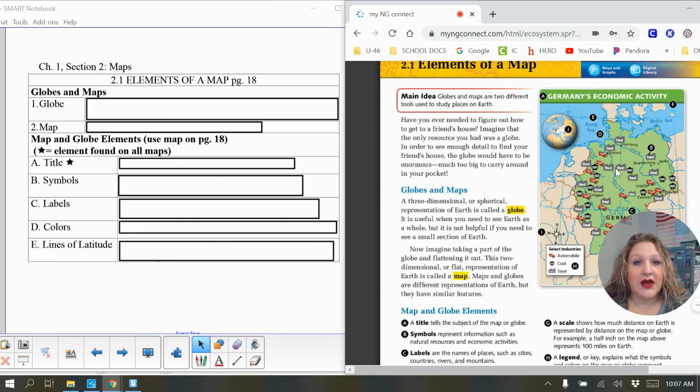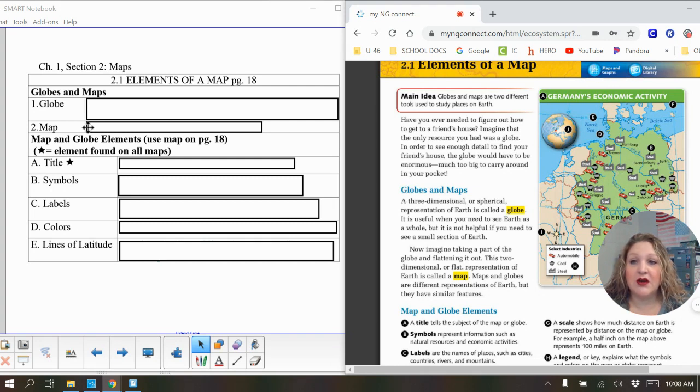Have you ever needed to figure out how to get to a friend's house? Imagine the only resource you had was a globe. In order to see enough detail to find your friend's house, the globe would have to be enormous, much too big to carry around in your pocket. Globes and maps. A three-dimensional or spherical representation of Earth is called a globe. It is useful when you need to see Earth as a whole, but it is not helpful if you need to see a small section of Earth. Now imagine taking a part of the globe and flattening it out. This two-dimensional or flat representation of Earth is called a map. Maps and globes are different representations of Earth, but they have similar features.